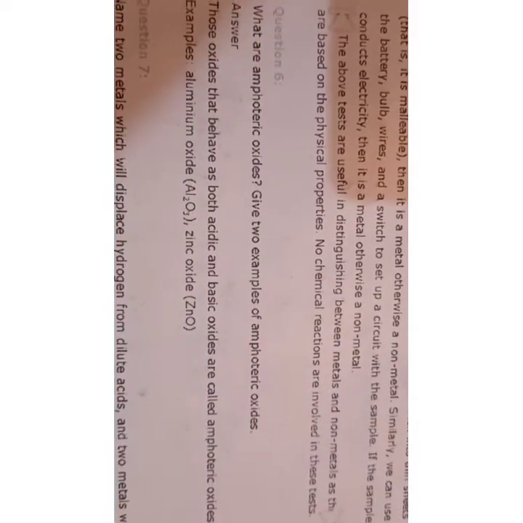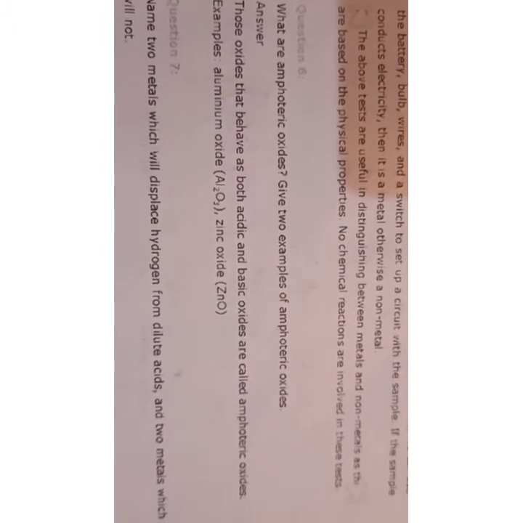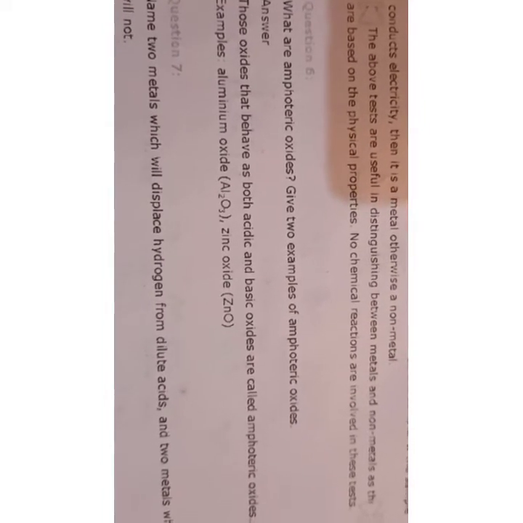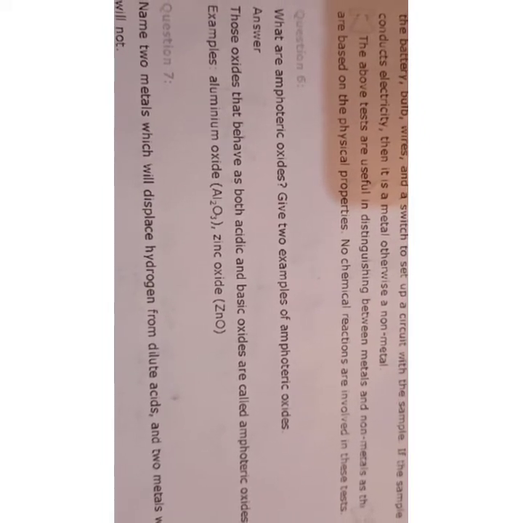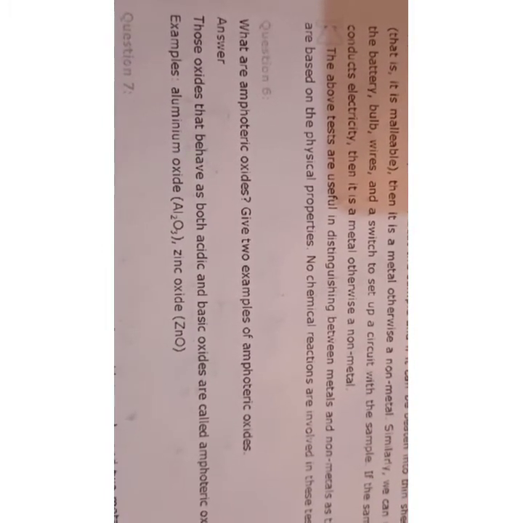What is an amphoteric oxide? Give two examples of amphoteric oxides. Ampho means both. Suppose amphibia, they live both on land and in water. Like this, they have a link between two, that means both acidic and basic oxide. So you can write: those oxides that behave as both acidic and basic oxides are called amphoteric oxides. For example, aluminum oxide, zinc oxide.